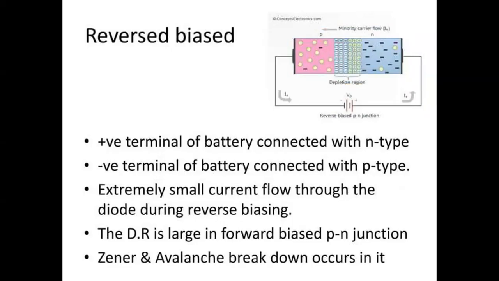This is the reverse bias. Reverse bias is opposite to forward bias. The positive terminal of the battery is connected to the N type and the negative terminal of the battery is connected to the P type. Extremely small current flows through the diode during reverse bias.